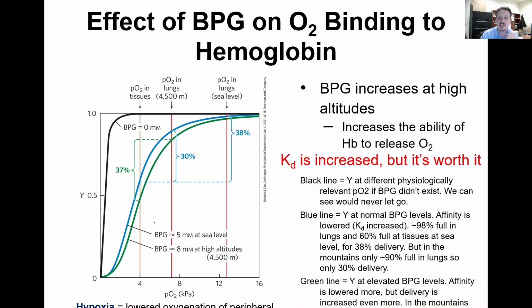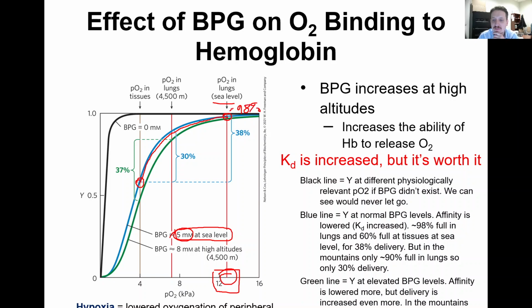BPG is just in our blood, helping to stabilize some of the hemoglobin in the T state, so it can release some oxygen. And so at around sea level, the concentration might be around 5 millimolar in your blood. And we have this sigmoidal curve where at sea level, the concentration of oxygen is around, I don't know, 13-ish kilopascals, the concentration of oxygen in the lungs, and thus the normal hemoglobin, which is given by the blue line, gets about 97% full, and then when it gets down to the tissues, let's say it's 98% full, makes the math easier.